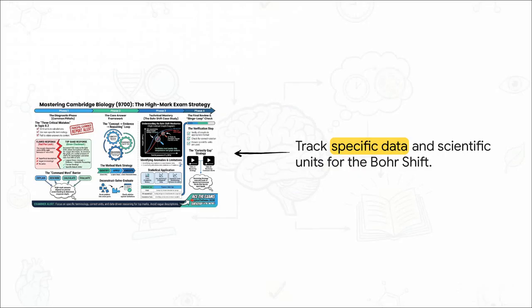Just look at this graph tracking the Bohr shift mechanics. The flawed response completely omits the data and the units. To actually secure those marks, like you see with the green check mark, you have to pull specific data right off those curves. You need to state that at a partial pressure of 10 kilopascals of oxygen, hemoglobin saturation falls dramatically from 80% on the normal curve to 60% on the shifted curve. Identifying the data point is a good start, sure, but including kilopascals and percentages, those exact scientific units, is what actually gets you the mark.